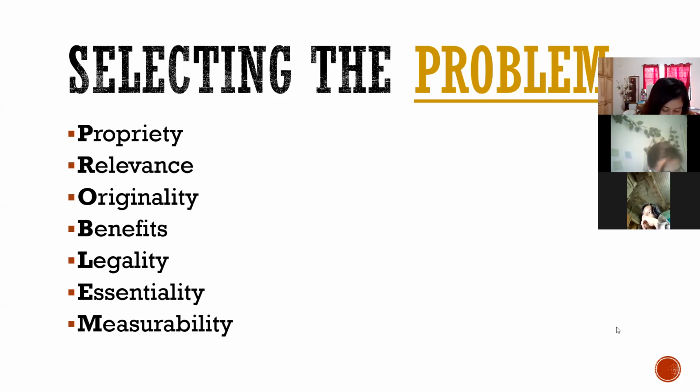And then we have essentiality and measurability. Actually, essentiality is almost the same as relevance, and even the propriety of your study. But when you say measurability, can you really get data for your problem? Maybe you will not get any data because you have no procedure to follow, or you cannot get the data you want because your questionnaire is not appropriate for that.